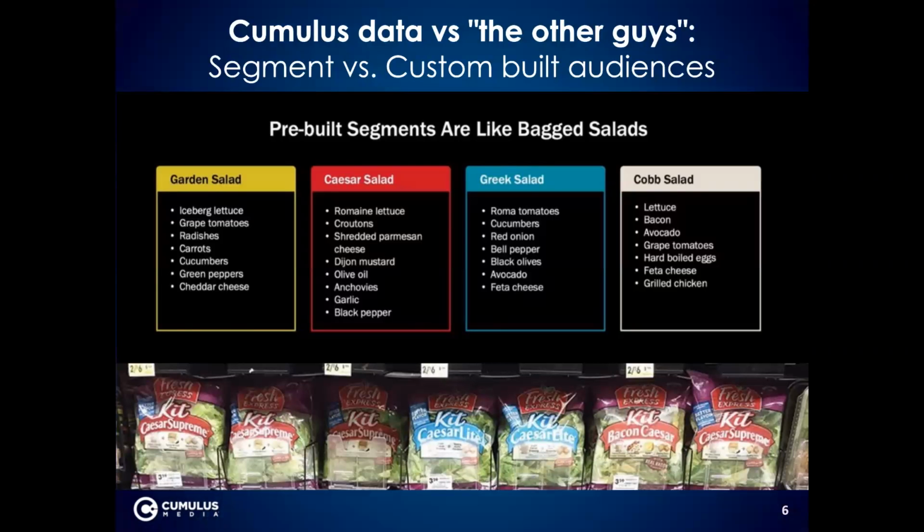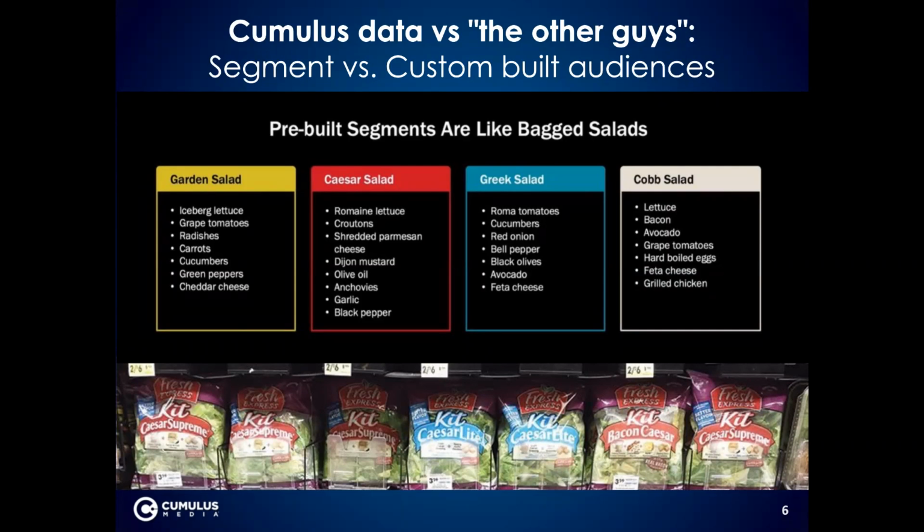Now let's talk about data. The other guys use data segments. If you're an auto intender, you may have been online looking at a new Dodge truck. Or if you're a motorcycle intender, you may have been online and clicked on an ad for a motorcycle. But what isn't known once you're part of that data segment is when you've fallen out.